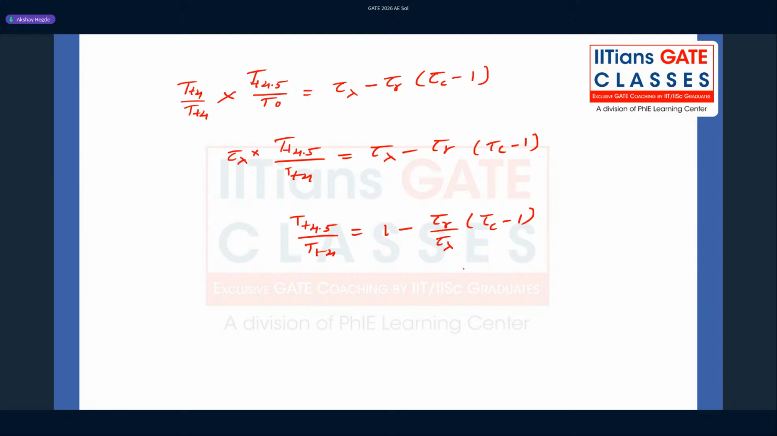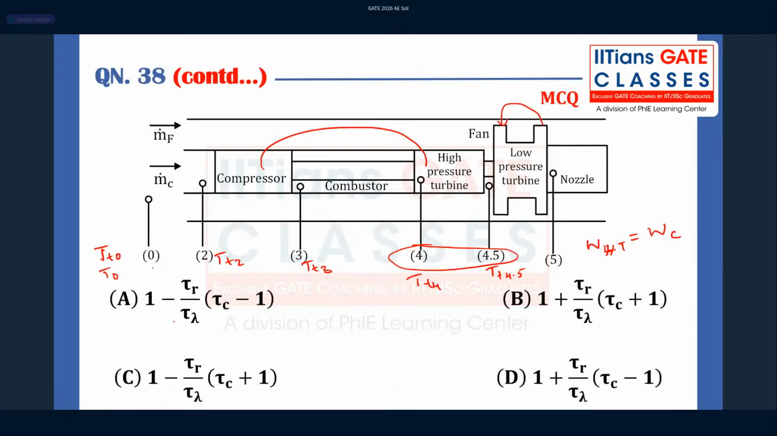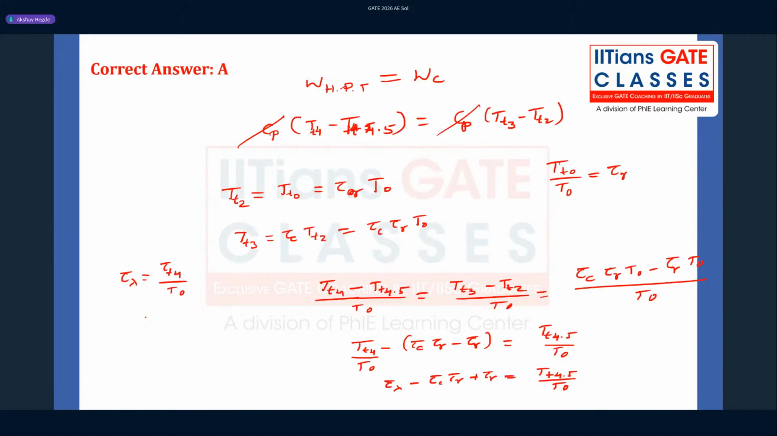So let's see the given options: tau r by tau lambda, tau c minus 1. That is option A, which seems correct. Where we have plus, that's not correct; plus-minus is also not correct; and minus-plus is also not correct. So option A is correct. Yeah, that's correct.